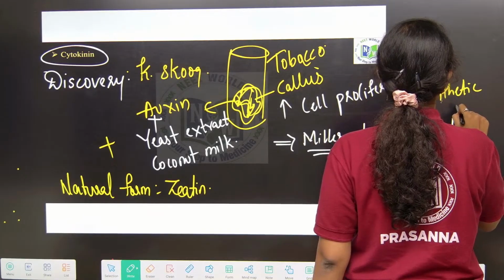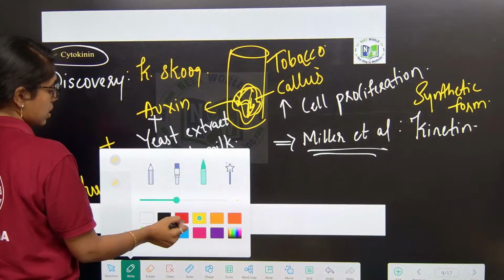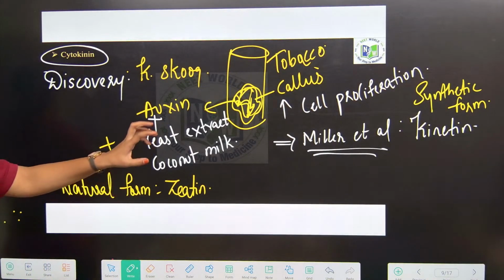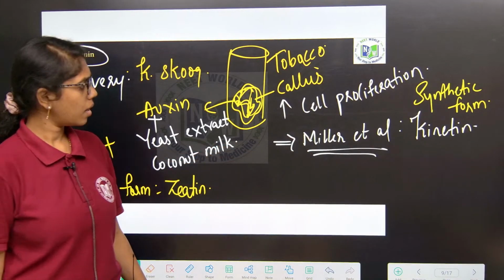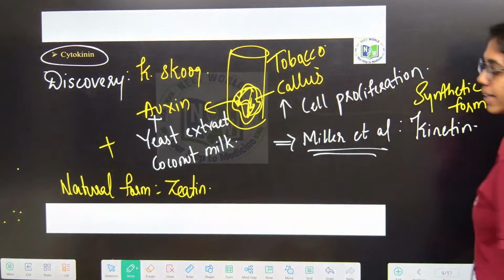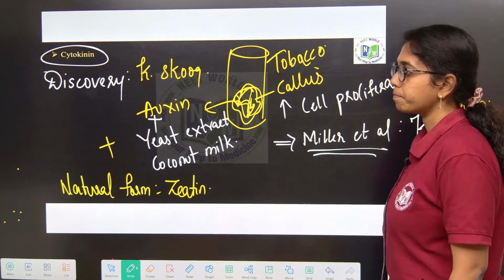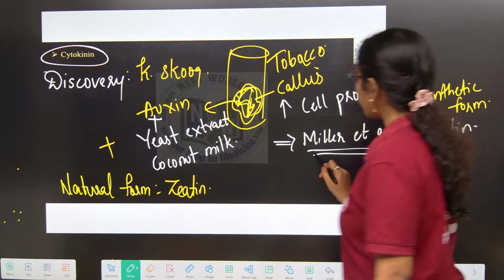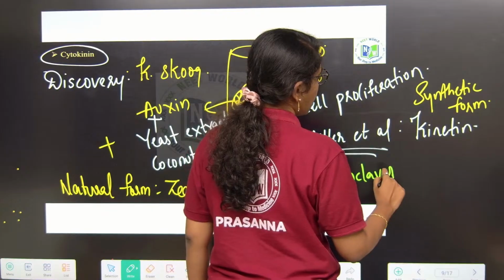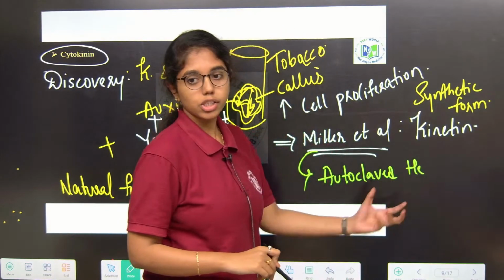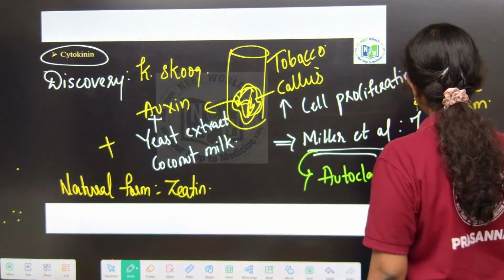I will tell you. Hold on. Patience. The synthetic form is isolated, that is kinetin, which Miller et al. named after identifying it. How did he identify that? He autoclaved herring sperm's DNA. Herring is a fish. He isolated kinetin from herring sperm's DNA.